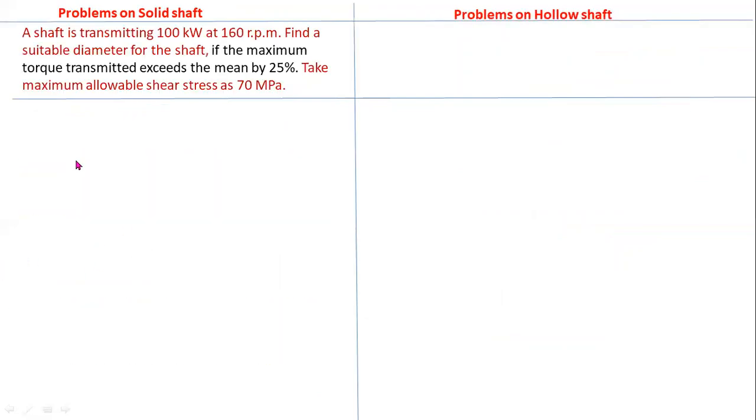Now coming to another example problem. A shaft is transmitting 100 kilowatts at 160 rpm. Find a suitable diameter of the shaft if the maximum torque transmitted exceeds the mean by 25%. Take maximum allowable shear stress as 70 megapascal.